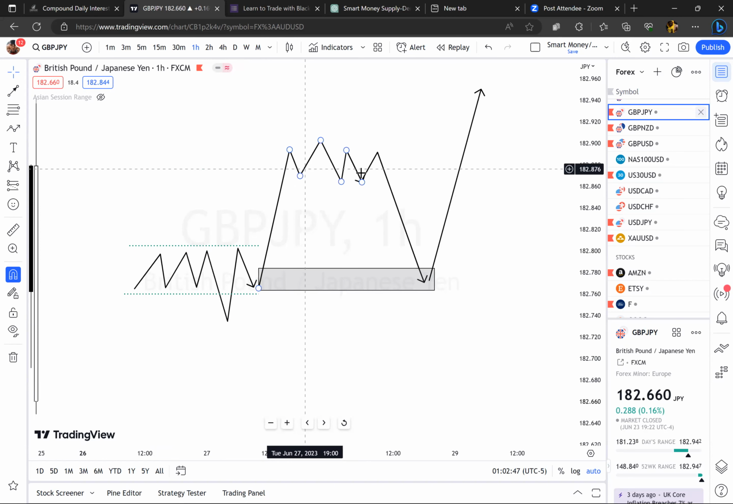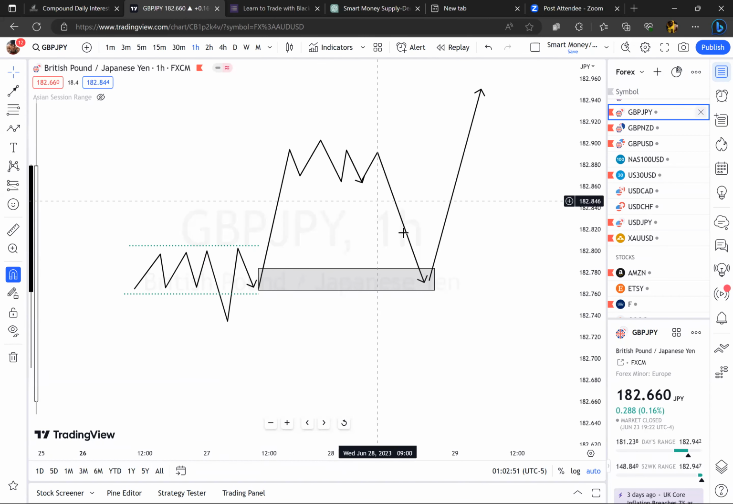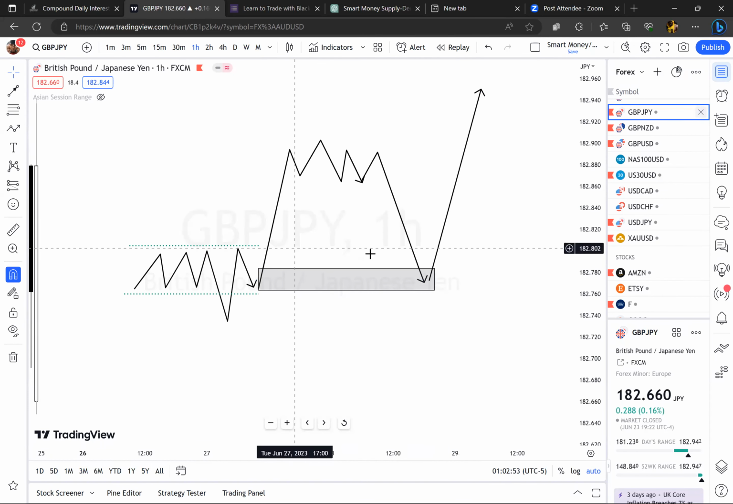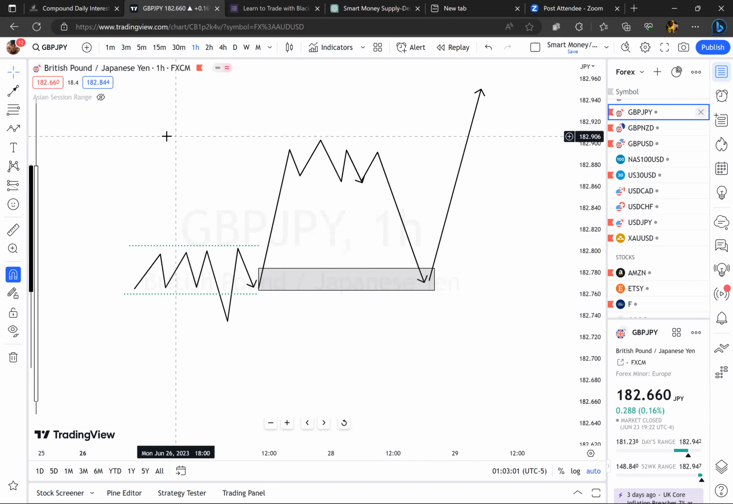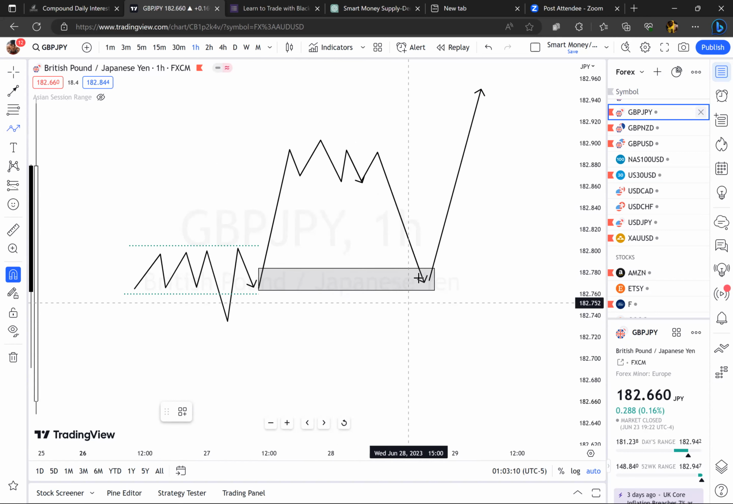So then it may do this, or it may just come up and then start coming back down, and we wait for it. That's the retracement. When it comes back down, we wait for it to get back in the zone. Once it gets back in the zone, there's a certain pattern that we look for on a smaller time frame. I'm on the hour. It's good to drop to the 15 or maybe even the 5.